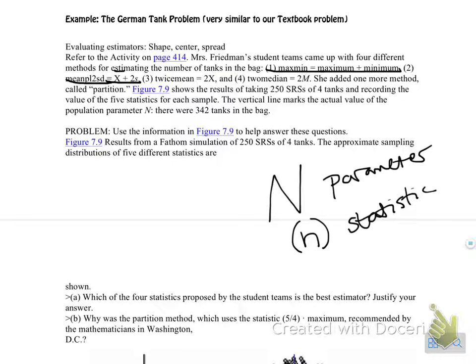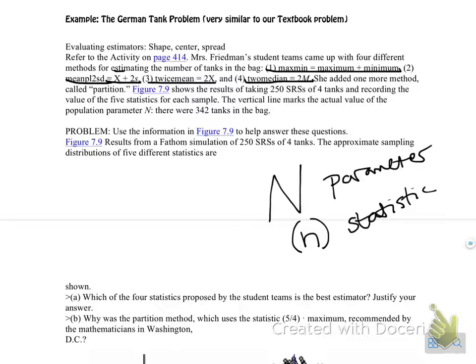Twice the mean was the third statistic they used, and they just took the mean multiplied by 2. And then lastly, they took 2 times the median. Okay, so those are the 4 different statistics they looked at. Then the teacher added one more method called the partition.